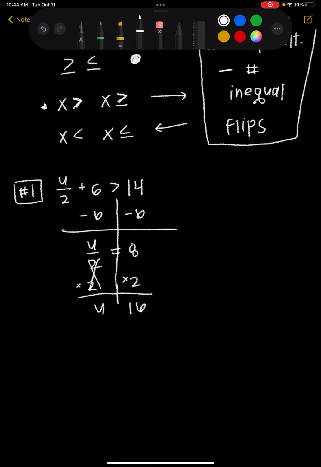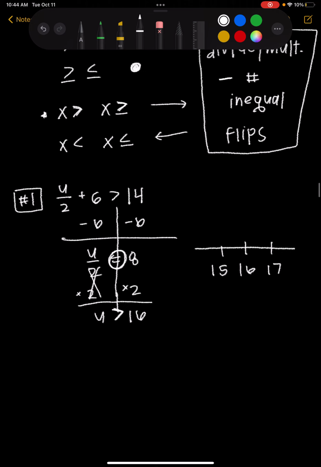Now, I screwed up. I put an equal sign right here. It's not an equal sign. It's that inequality sign. And so we keep the same inequality sign as the original because we never multiplied or divided by a negative number. So when we graph this, we find 16 on our number line. And because it's not a greater than or equal to, we have an open dot. And then because the u is on the left side, we can use our little trick. The arrow's pointing towards the right, so my arrow on my graph is going to point towards the right.